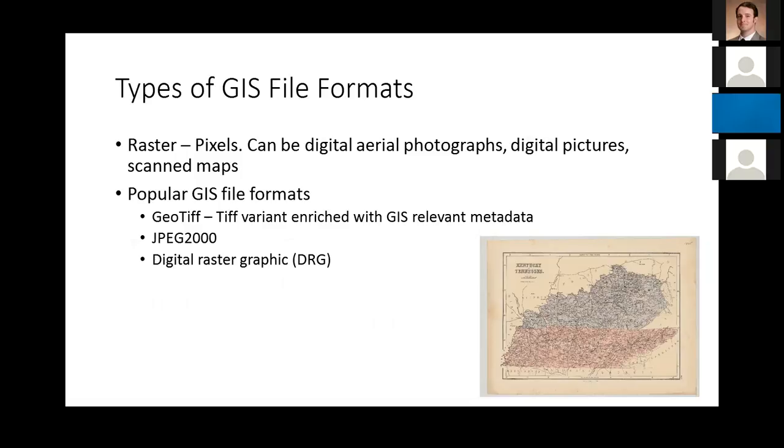So this is something like digital aerial photographs, scanned maps. So part of what I've been doing is scanning various maps. These are all raster images. And these can be saved in many different file formats, with some of the most common being a GeoTIFF, a JPEG 2000, and then a digital raster graphic. So as you begin assembling different maps, you're going to be switching between these different file formats a good chunk of the time.